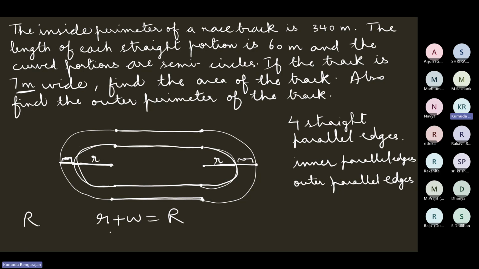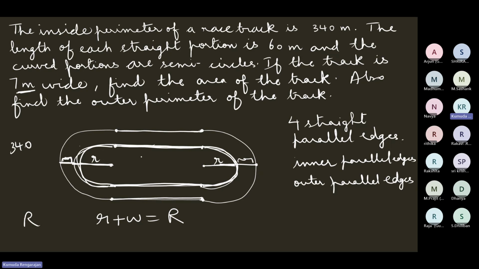All right. So for the inside perimeter, there are 4 straight line segments and two different semicircles of 2 different radii, one small r, one capital R. The inside perimeter of the racetrack is given. See here, I'm going along the boundary. The length of this line segment plus the length of this semicircle plus the length of this line segment plus the length of the semicircle, all this put together is 340.